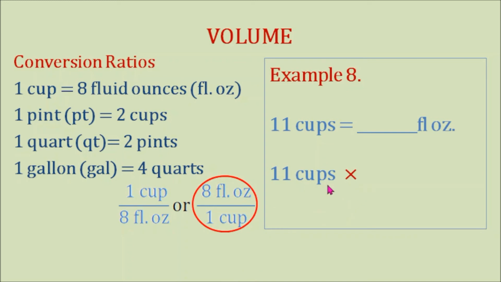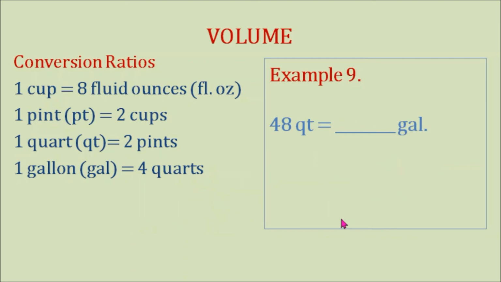So that's 11 cups times 8 fluid ounces over 1 cup. So this cup cancels out. So that means 11 times 8 fluid ounces divided by 1, that's 88. So that means 11 cups equals 88 fluid ounces.